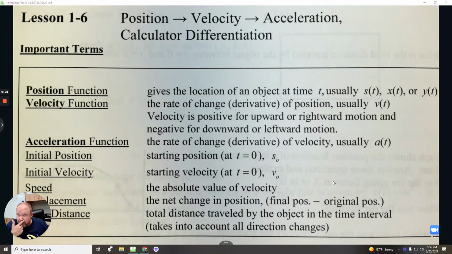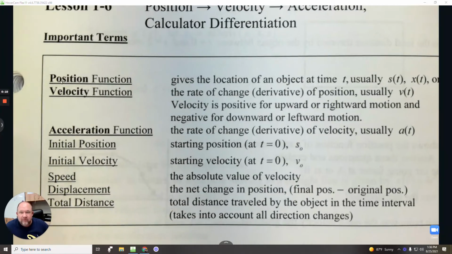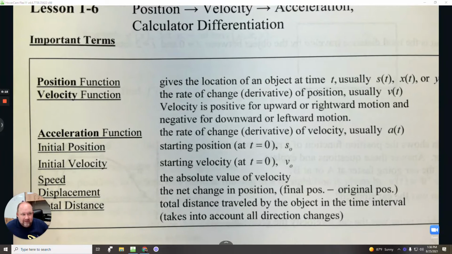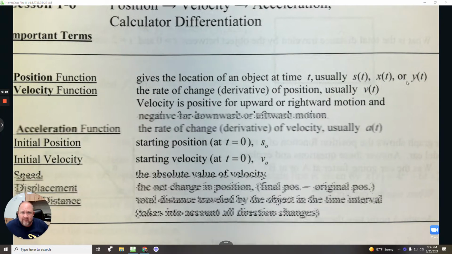Lesson 1-6, position, velocity, acceleration, and using your calculator to differentiate. So here's some vocabulary we need to know. Position function: it gives the location of an object at time t, and these are the different ways that you might see it: s(t), x(t), y(t).